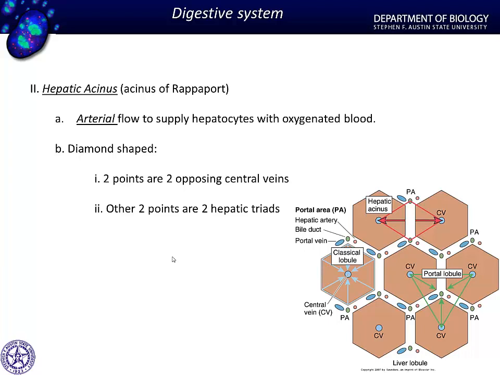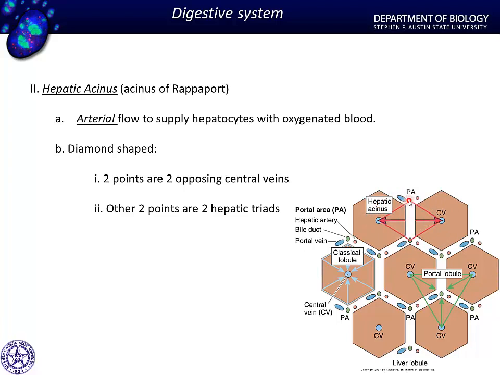Now, the second lobule is referred to as a hepatic acinus. And this is going to deal with the red or the arterial flow of blood as it's coming in, because even though you've got blood coming in from the vein, that's deoxygenated, is rich in materials, but the oxygen is depleted. We have to have arterial blood to keep these cells going. So in the upper part of our illustration, we can see our red hepatic acinus. It's going to be diamond shaped.